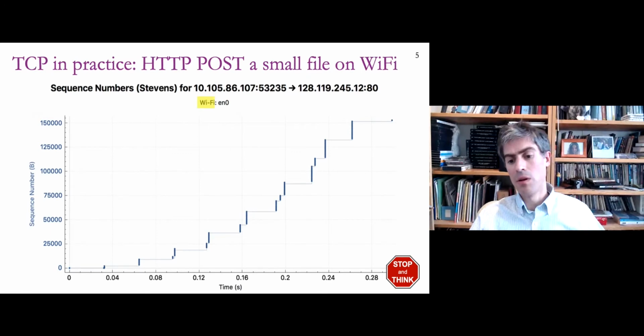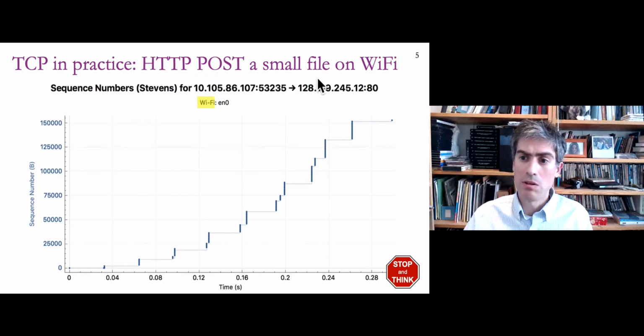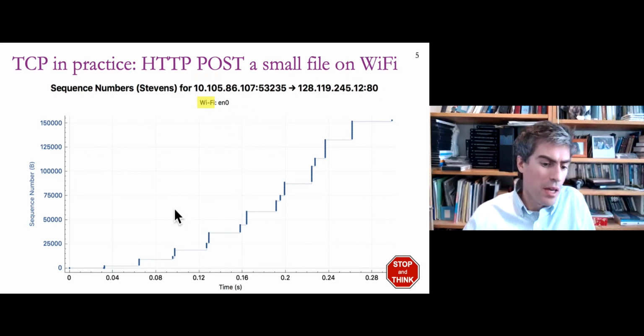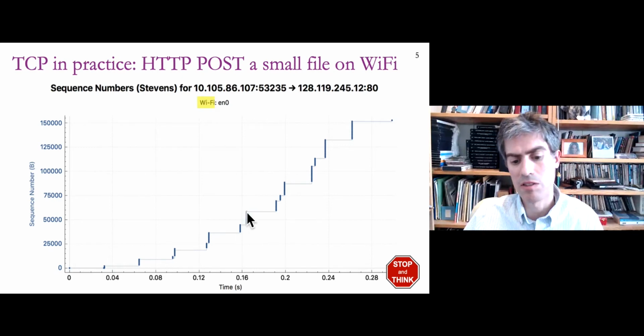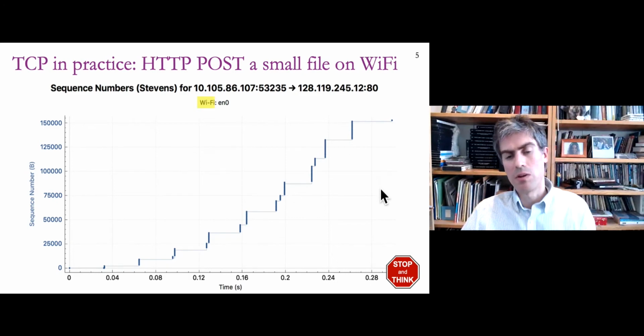Here's another example where I did the same action. So again, I'm posting a small file in an HTTP request, but I'm doing it on Wi-Fi from the same computer. And the plot looks a little different, right? The packets are not sent all in bursts, but there's a little bit of delay between the first part of the window and the second part sometimes, or multiple delays. So I want you to stop and think, well, what might be different with Wi-Fi here that causes it to behave this way?